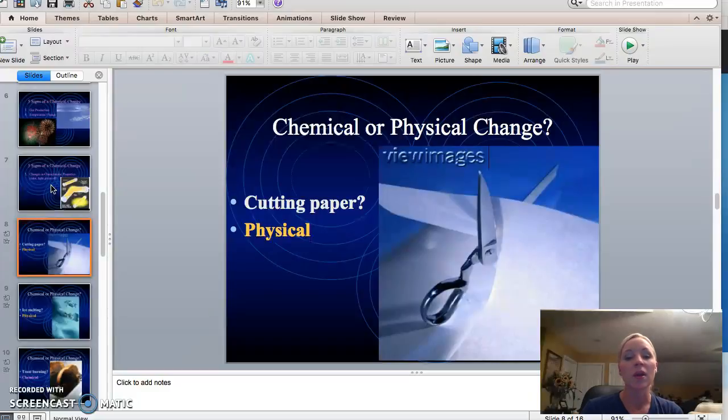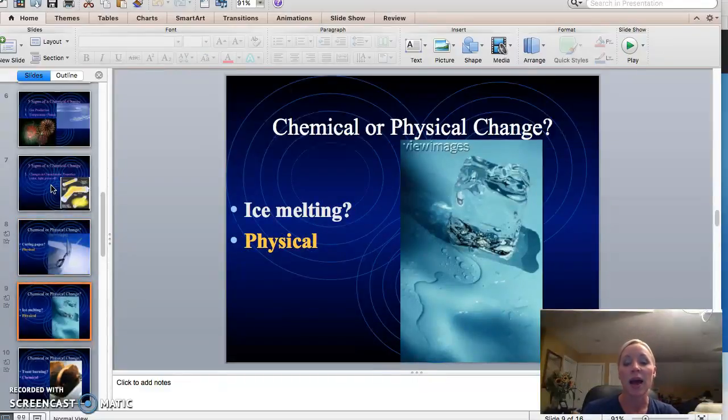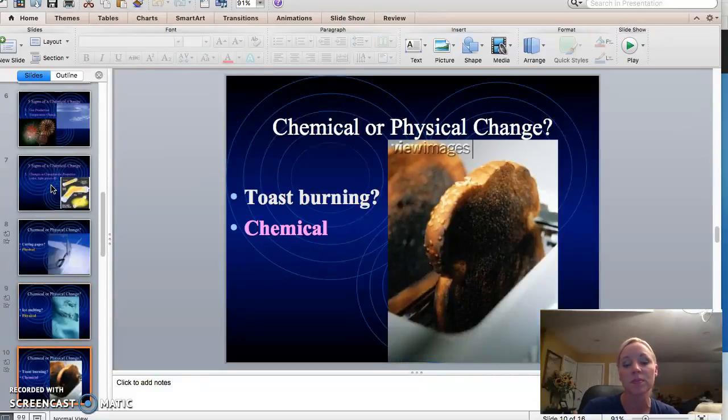Cutting paper. Obviously, on the physical aspect of it, you're cutting the paper, you're changing its form, as far as it's not a whole sheet of paper, it's going to be small pieces of paper. Regardless, it's still paper. You've not changed anything about that other than the shape, just like crushing the soda can. So we're still dealing with a physical change here. Ice melting, again, physical change. The ice is water. It is just in the frozen state, and it's going to melt, and it's still water. Nothing has changed about that, so it's physical.